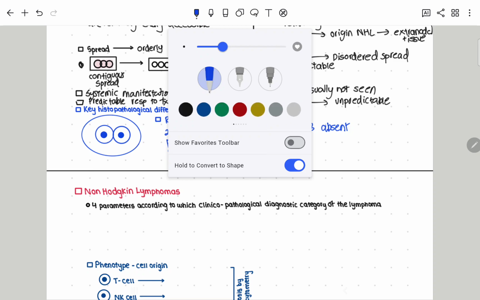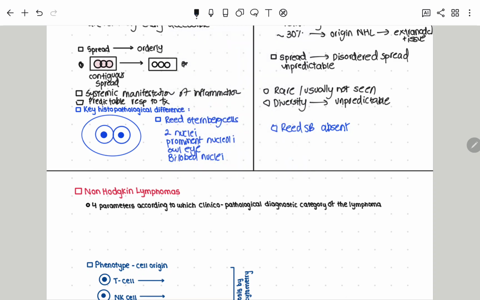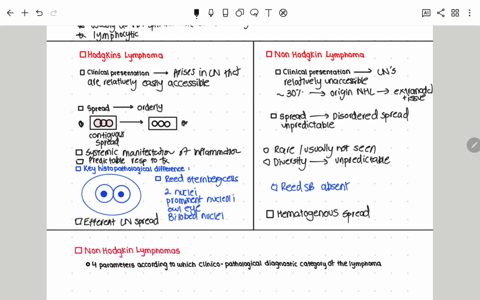And one last differentiator is that Hodgkin's lymphoma normally has an efferent lymph node spread, whereas non-Hodgkin's lymphoma can also have hematogenous spread. And when we get to the extranodal manifestations, we'll talk about this in a bit more detail. And so these are some of the important things that you need to be able to talk about in terms of differentiating non-Hodgkin's lymphoma from Hodgkin's lymphoma.